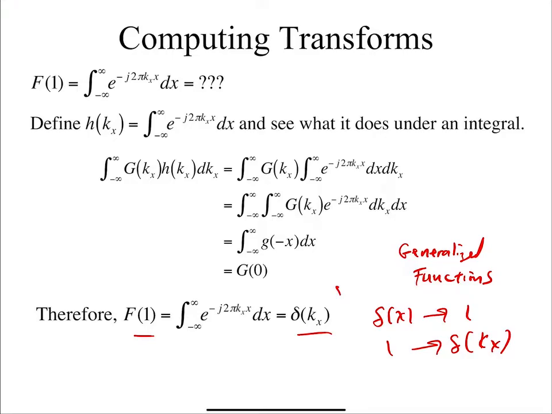All right? So that's all you need to know. If anyone wants to get more details on why we do all this, I'm happy to talk with you offline. All right? Okay, any questions before we move on? Okay. So this is definitely one pair to remember. Delta goes to 1, 1 goes to delta of kx.